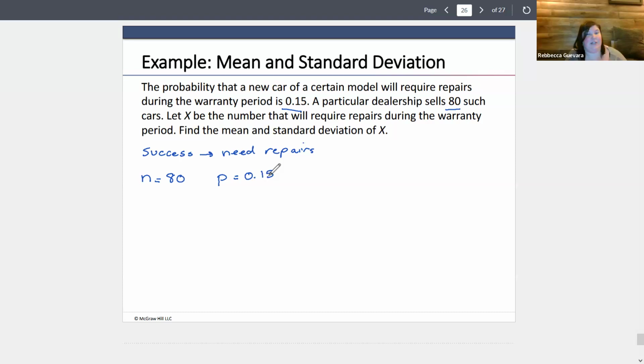So I actually just had this happen. I had to repair something on my car during the warranty period. It was just a sensor. It wasn't a big deal, but those things do happen.